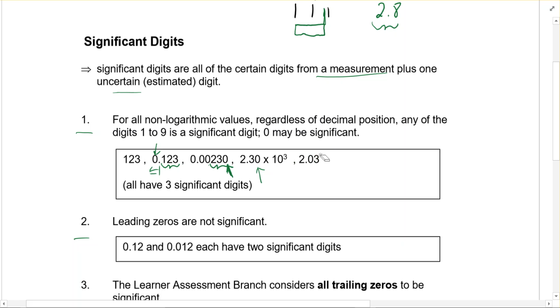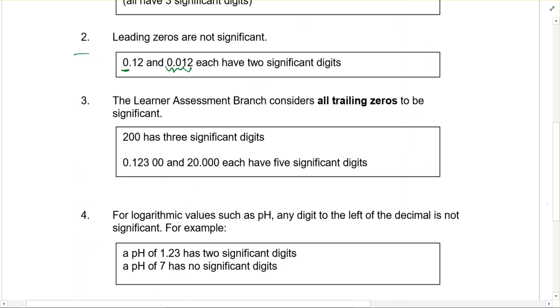Okay, number 2, leading zeros are not significant. So kind of what I was saying here. So that 0 is not significant. These two are not significant. It's just the trailing ones that are significant. So in this case as well, there would be 3 significant digits. There would be 5 significant digits in that case, and 5 significant digits in that case as well.